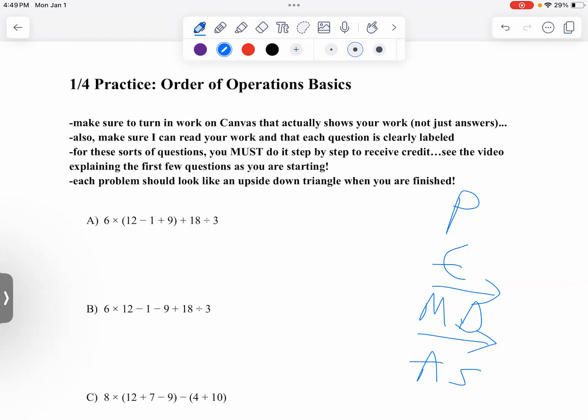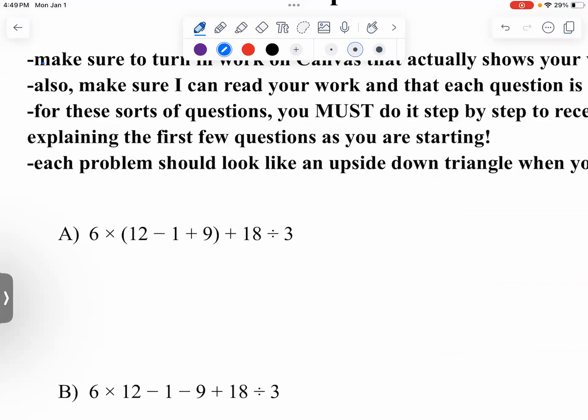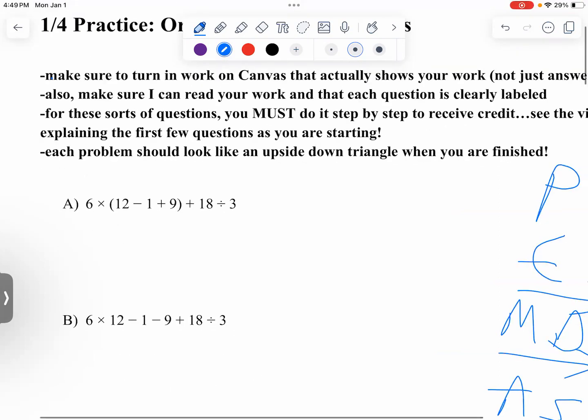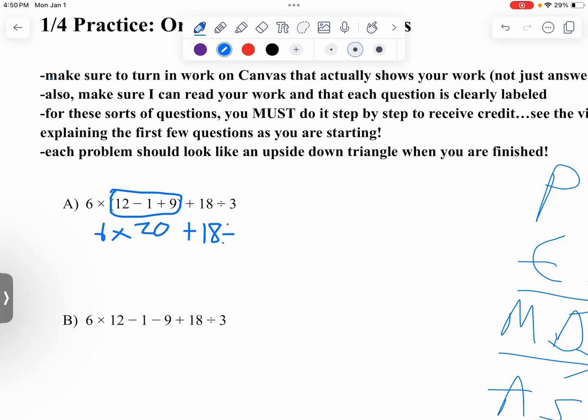On this first one, we have 6 times, then parentheses, 12 minus 1 plus 9, plus 18 divided by 3. What we need to do is circle what we're doing on this step. On this step, we're going to do what is in the parentheses, so the P. 12 minus 1 is 11, plus 9 is 20. Just that little bit right there, I'm okay with us basically just doing that part. Then we recopy the rest of the problem. So it's 6 times 20 plus 18 divided by 3.